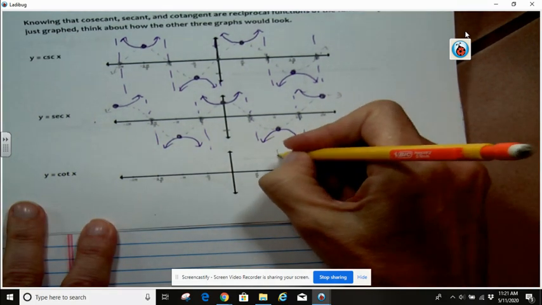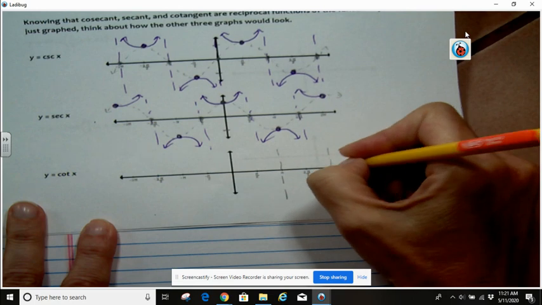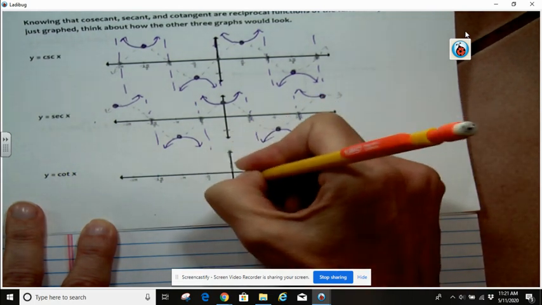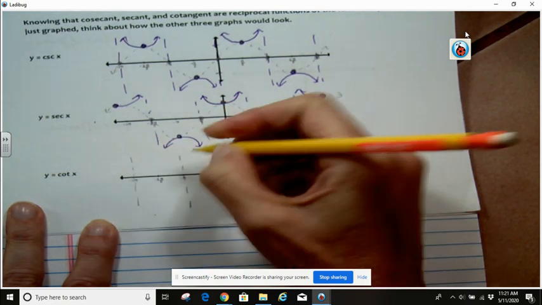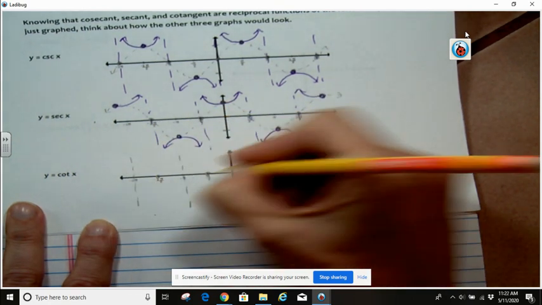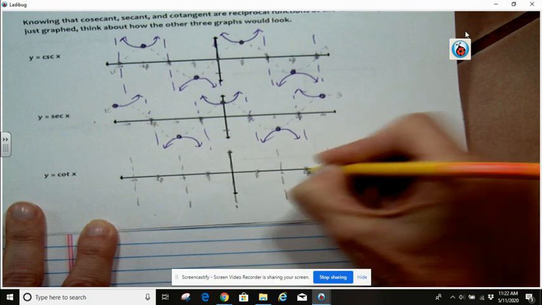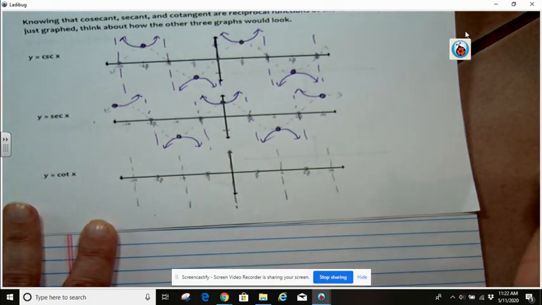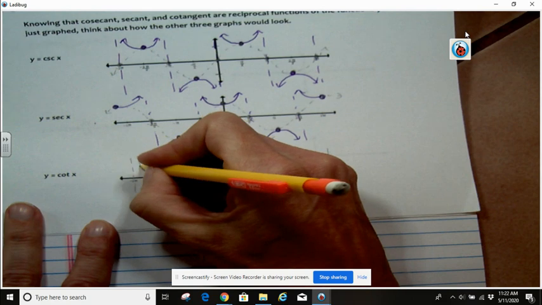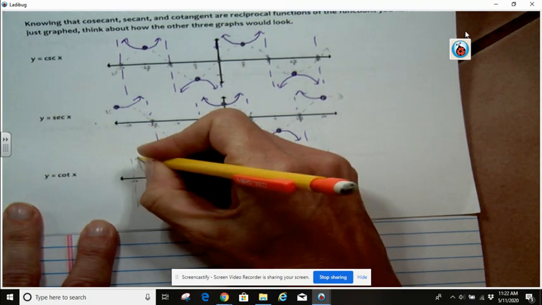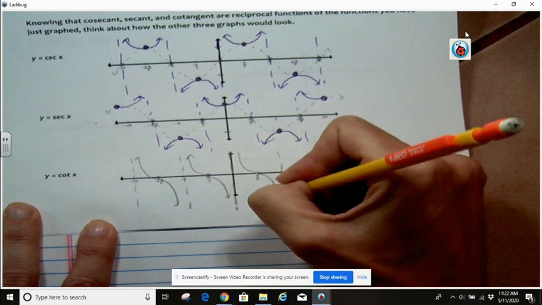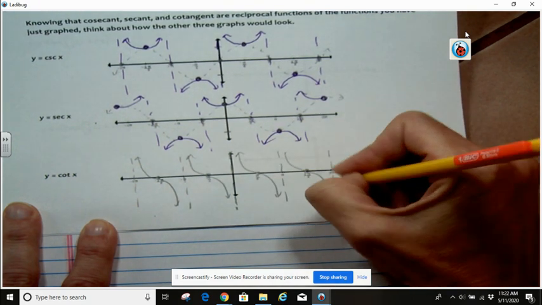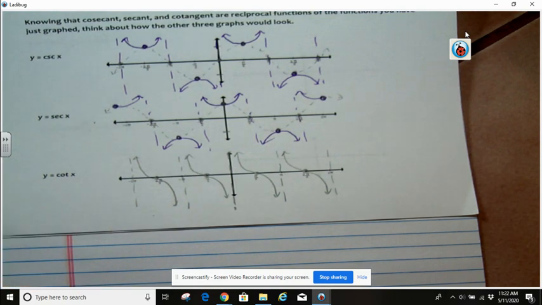So for cotangent, we're going to put the asymptotes at the origin and pi, and we're going to put the x-intercepts at the pi over 2's, the opposite of what we did for tangent. And then the curve, instead of being a cubic curve, is just a negative cubic curve. And that gives us our cotangent graph. Our tangent graph.